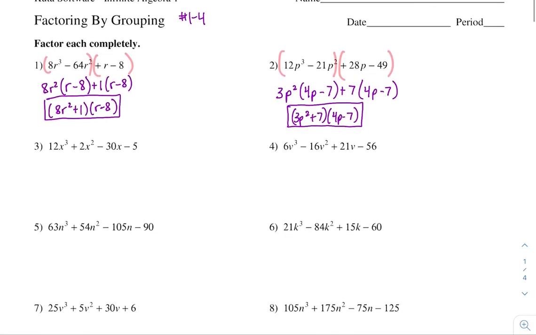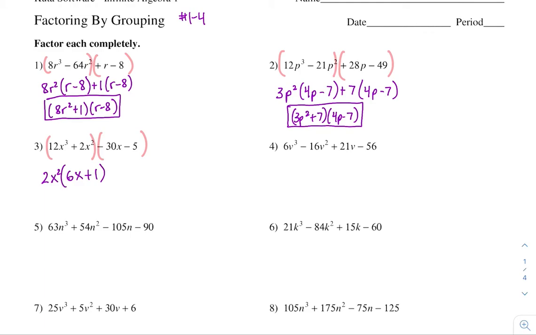Okay, number 3. Group. First set of parentheses, I can factor out a 2 and x squared. So factor out a 2 from 12, you get 6. Take away 2 x's from there, so we just get 6x. Factor out 2 from 2, so that'll just give us 1, and then take 2 x's away from 2 x's, and you have no x's left. So all you're left with is 1.